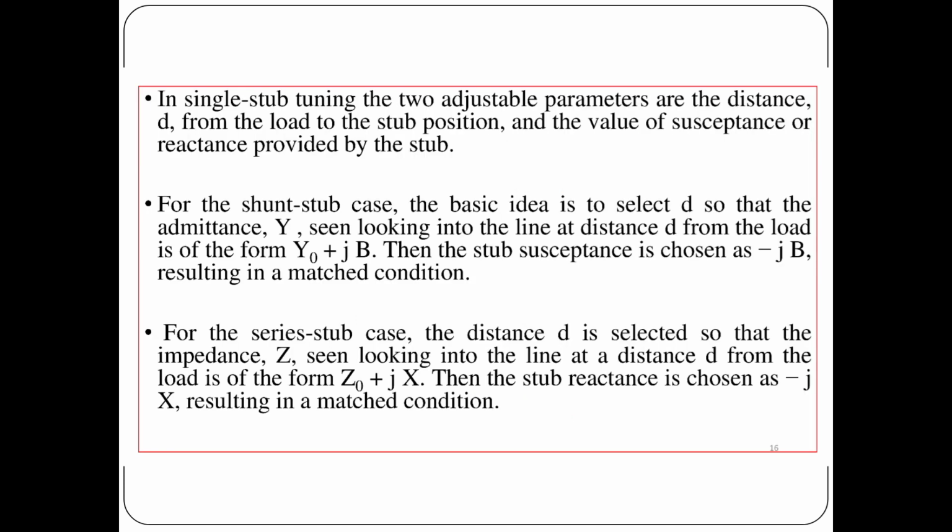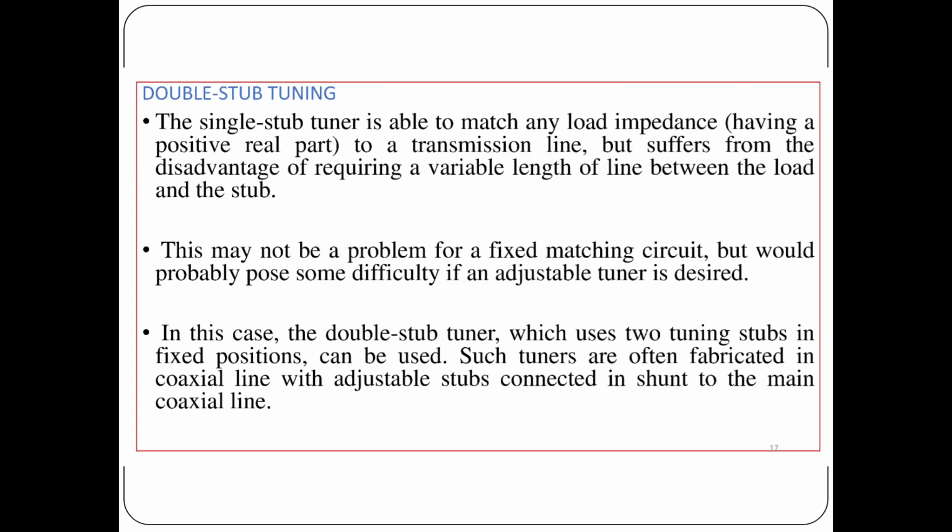In the single stub, there are two adjustable parameters: the distance d from the load to the stub position and the value of susceptance provided by the stub. For a shunt stub, the basic idea is to select d so that the admittance seen looking into the line at distance d from the load is Y0 plus jB. The stub susceptance is chosen as minus jB. For a series stub, distance d is selected so that the impedance seen looking toward the load at distance d is Z0 plus jX. The stub reactance is chosen as minus jX.